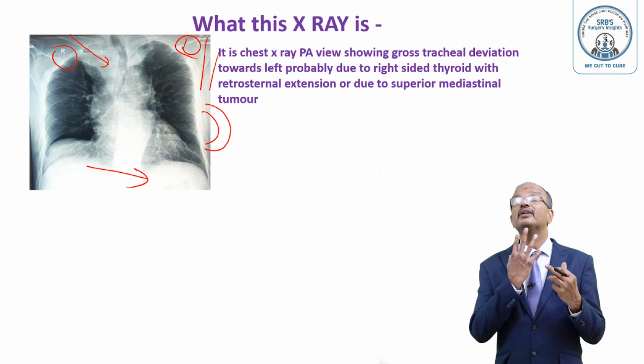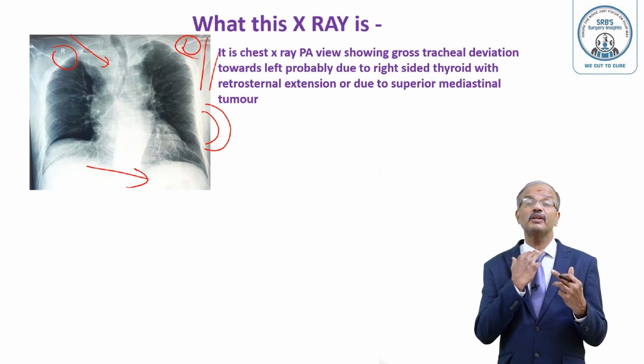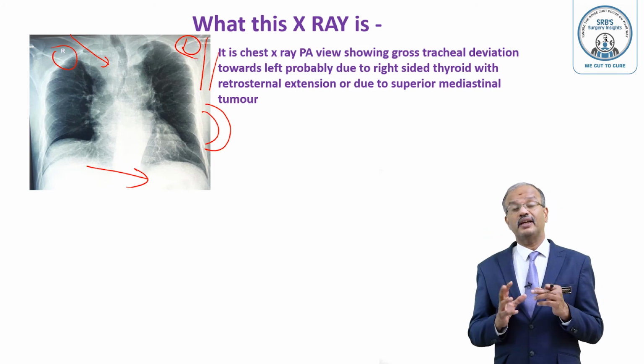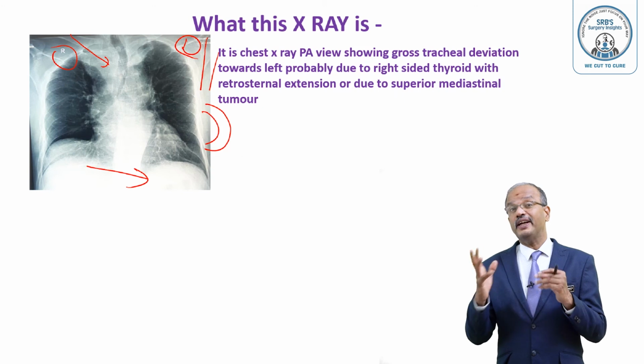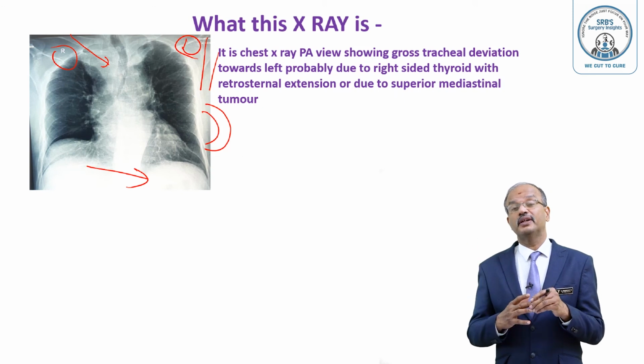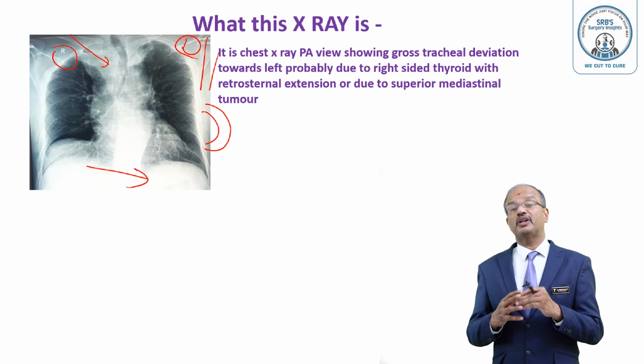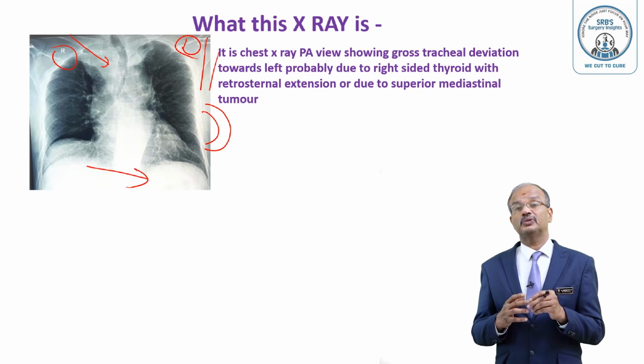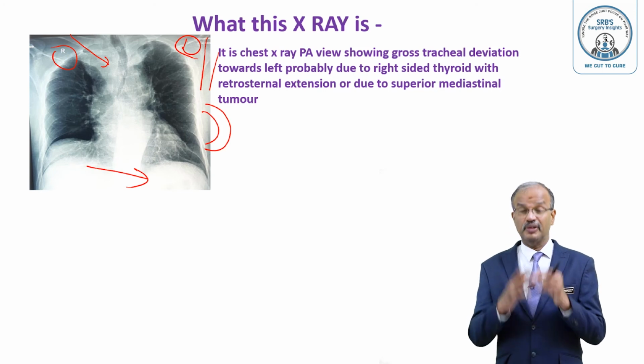So by the three-finger test like this, you will be able to find out where exactly it is deviated. Trail sign: the sternomastoid on the opposite side will be more prominent because of the push of the trachea towards the opposite side. So that is the Trail sign. That's also something you have to remember.